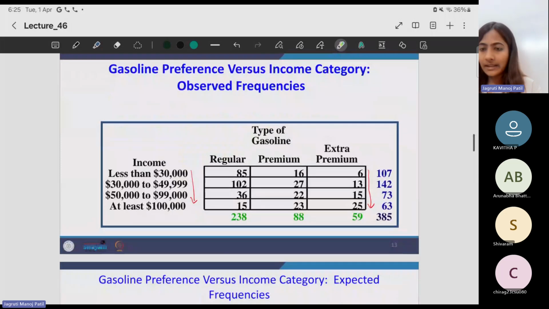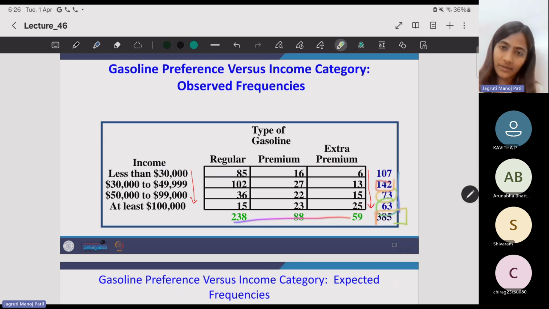Now you make the entire table out of it. For this particular header, regular, this is your sum here. So that 238 is the sum of all these variables. For this particular header, premium, this is your total sum, the sum of all these variables. Similarly for extra premium. For less than $30,000, you have the sum of all these terms, so that is your N1. Then this is for N2, N3, N4. Now sum all of them here, and what you get is 385 right here.